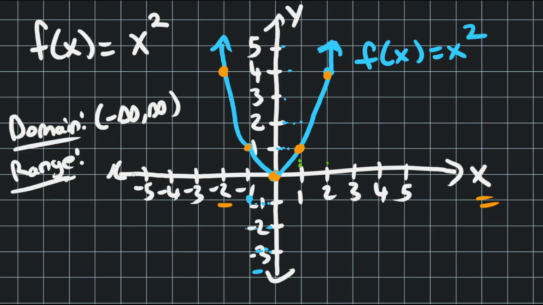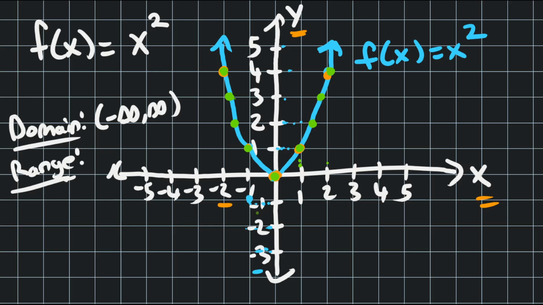Now the range. So take a look at the y values on the y-axis. Y can be 0, so that's fine, it lands right here. Y can be 1, because it lands right there and there. Y can be 2, because it lands here and here. Y can be 3, because it lands there and there. And y can be 4, because it lands there and there. So y can be any positive number and 0.